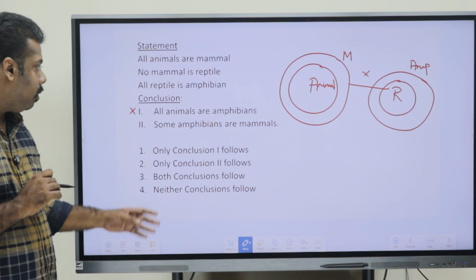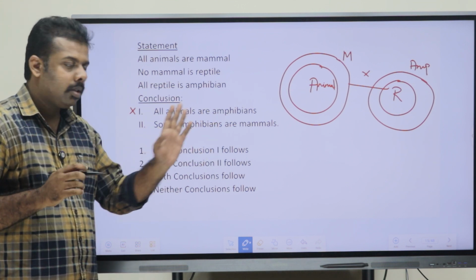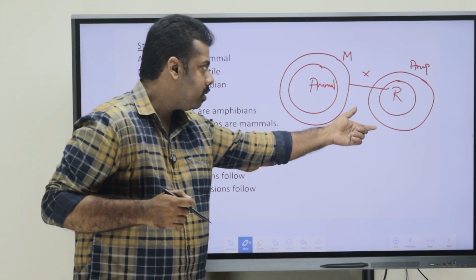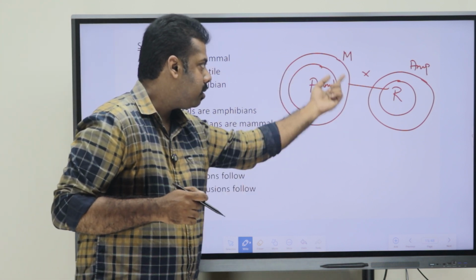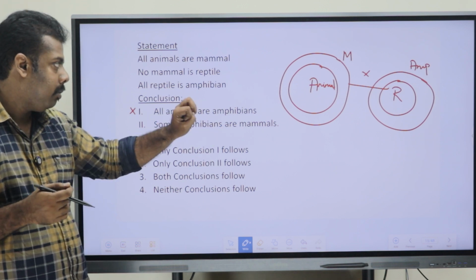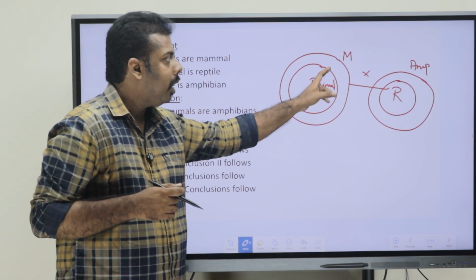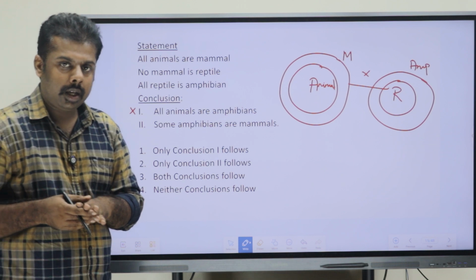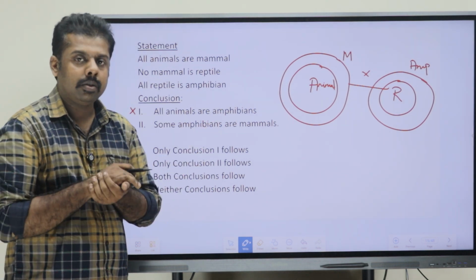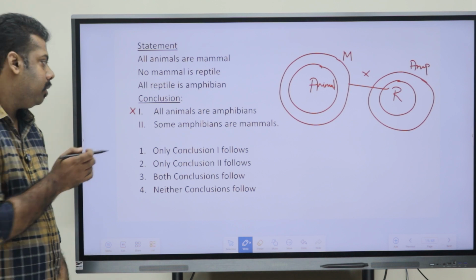Okay. Now moving on to the next conclusion, some amphibians are mammals. Is it right or wrong? Amphibians is this outer circle, and mammals is this outer circle. They have told that some amphibians are mammals. Same case, mammals and amphibians don't have a direct relation, so this is also a definite conclusion. So this also has to be wrong.